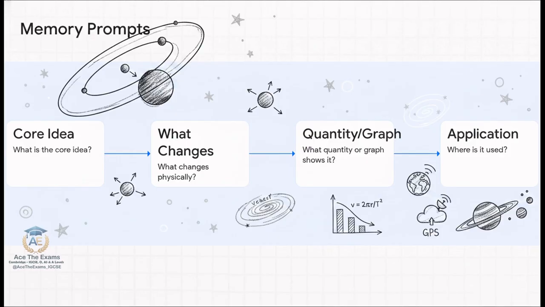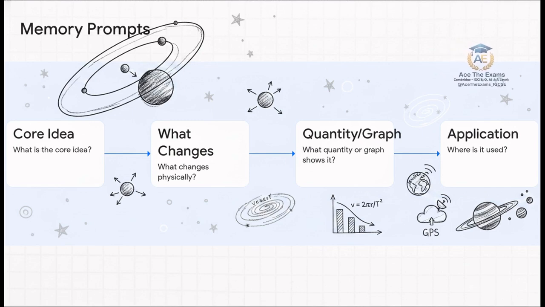Every single time you review this chapter, I want you to ask yourself these questions aloud. Prompt 1. What is the core idea? Answer. Circular motion requires a resultant centripetal force, and in space, that is provided by gravity. Prompt 2. What changes physically? Answer. The direction of velocity is constantly changing, meaning the object is continuously accelerating toward the center, even if the speed is steady.